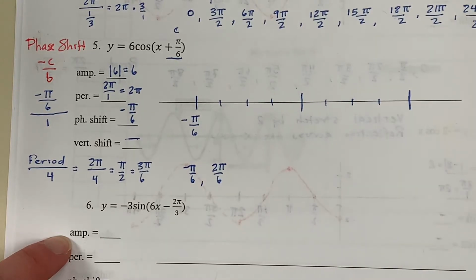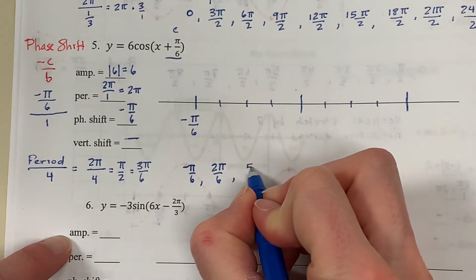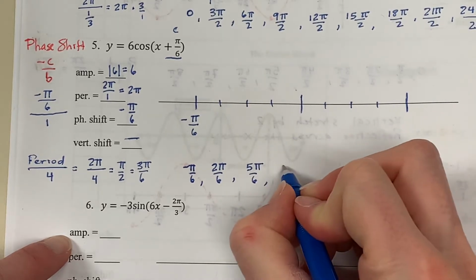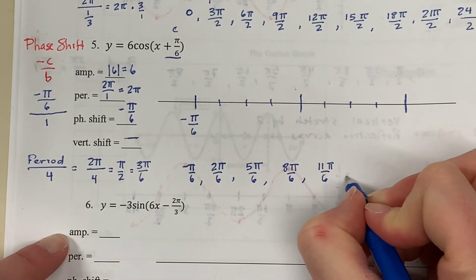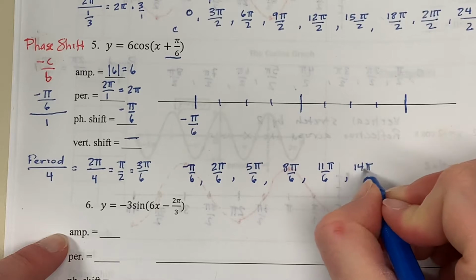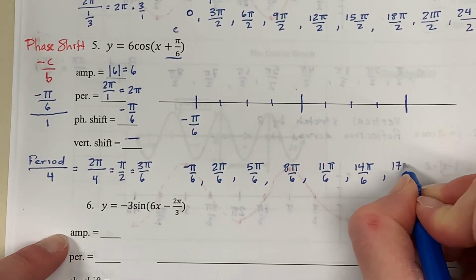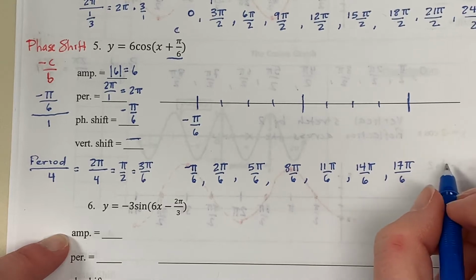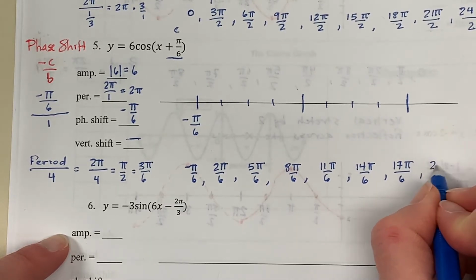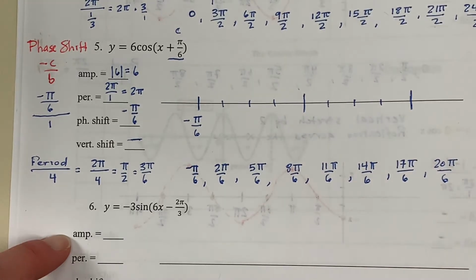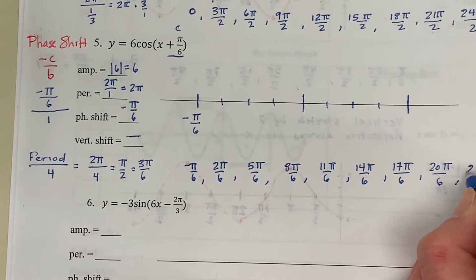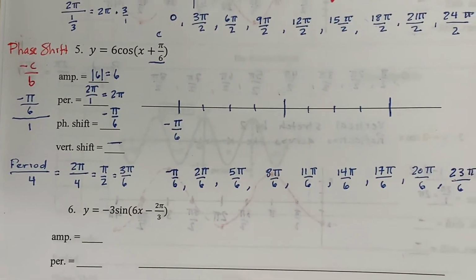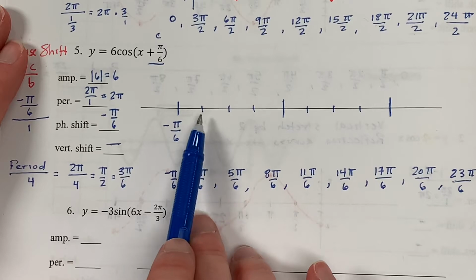And I'm going to continue adding 3 pi over 6. Then I have 5 pi over 6, 8 pi over 6, 11 pi over 6, 14 pi over 6, 17 pi over 6, 20 pi over 6. Let's see, 1, 2, 3, 4, 5, 6, 7, 8. I need 9, so then I have 23 pi over 6. Now, these are the values for my x-axis.